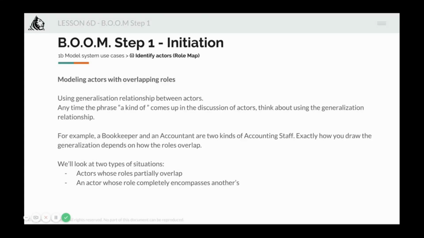The next tricky thing comes in: how do you model actors with overlapping roles, right? So you would use a generalization relationship between the actors. Anytime the phrase "a kind of" comes up in the discussion of actors, think about using the generalization relationship. For example, a bookkeeper and an accountant are two kinds of accounting staff. Exactly how you draw the generalization depends on how the roles overlap, right? So we will look at two types of situations: actors whose roles partially overlap, and actors whose role completely encompasses another's. Correct.